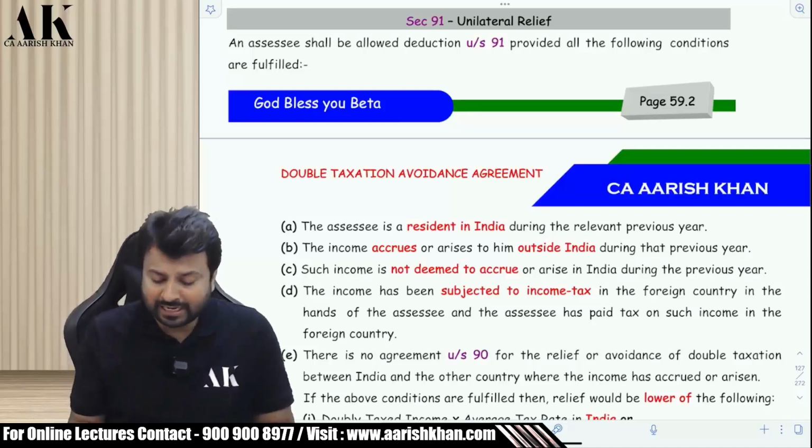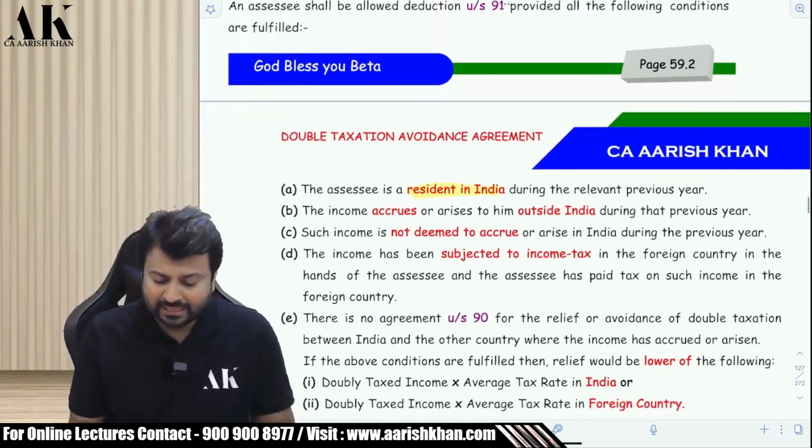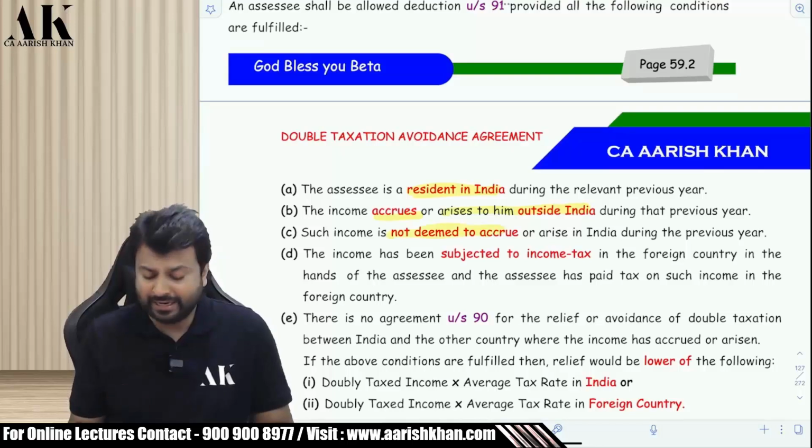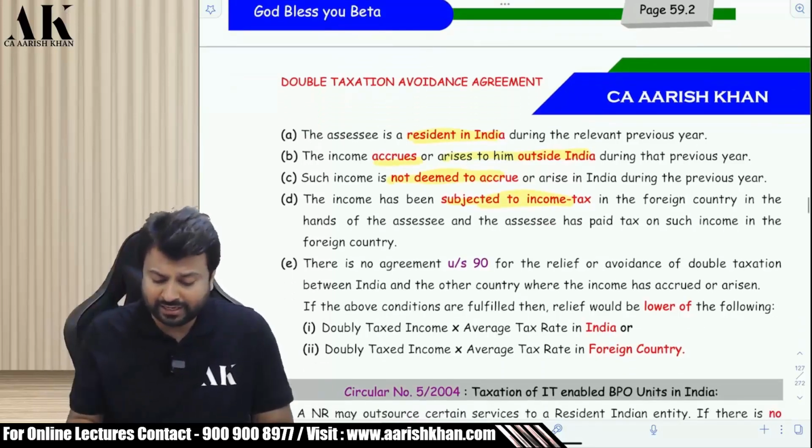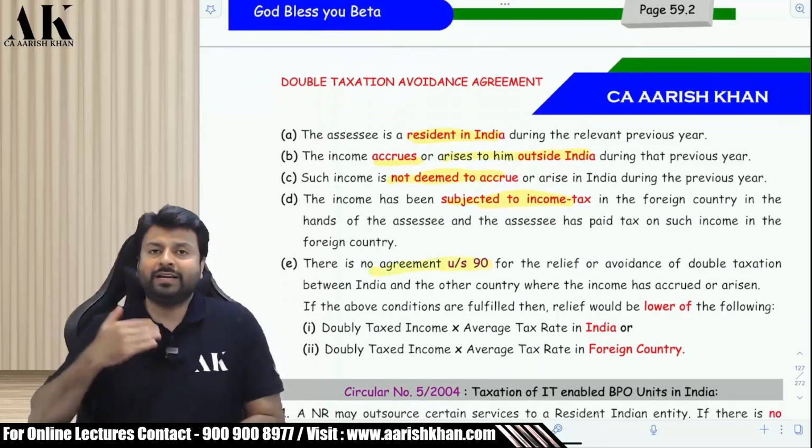Okay. The conditions are: he should be resident in India. Second, the income arises or accrues outside India. Third, the income is not deemed to accrue or arise in India. Fourth, he is subject to tax in the foreign country. Fifth, there is no agreement between India and that country.